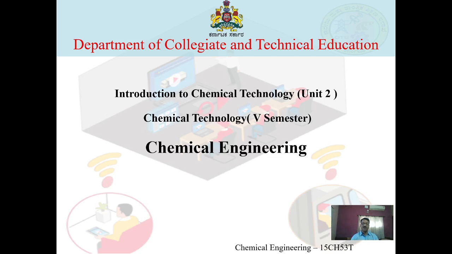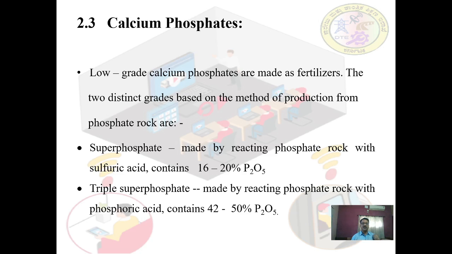So, we have also seen the flow diagrams for urea production and for ammonium sulfate and ammonium phosphate manufacturing. We have seen their properties and applications. In today's session, we are going to discuss the calcium phosphates. Low grade calcium phosphates are made as fertilizers.